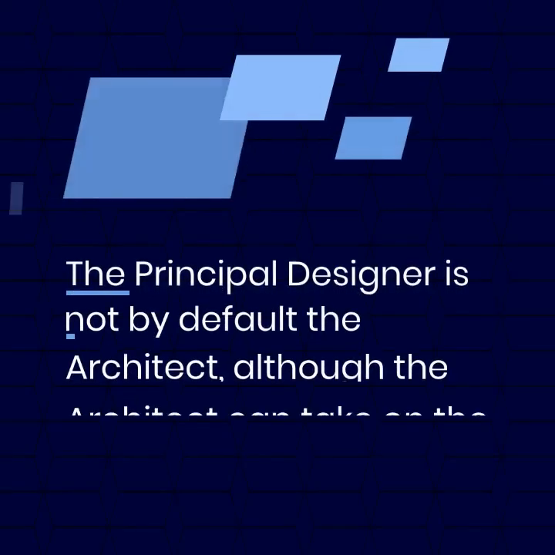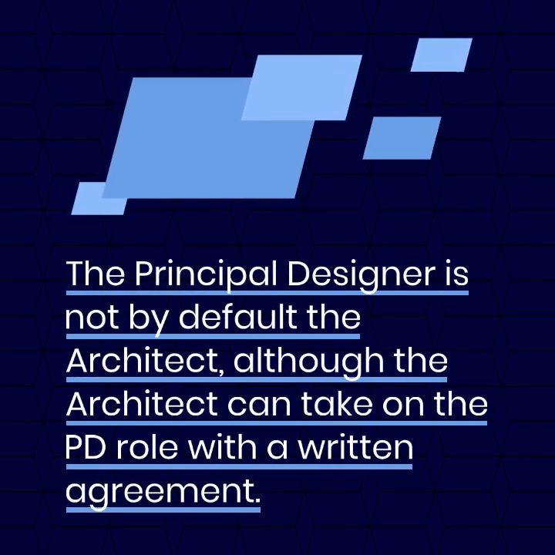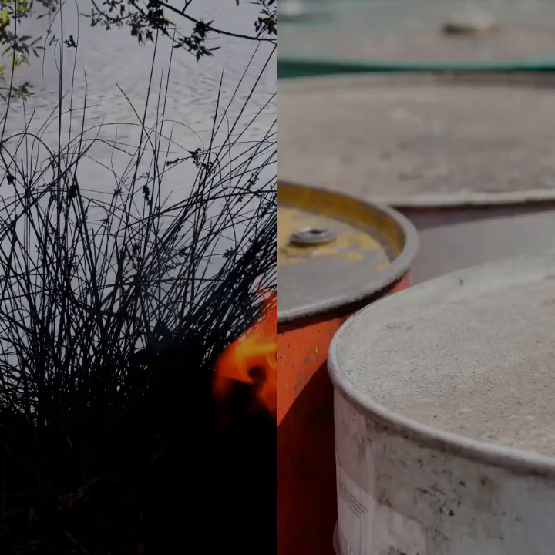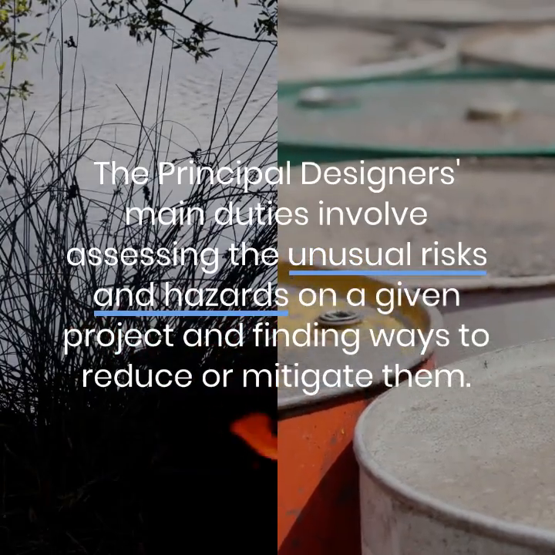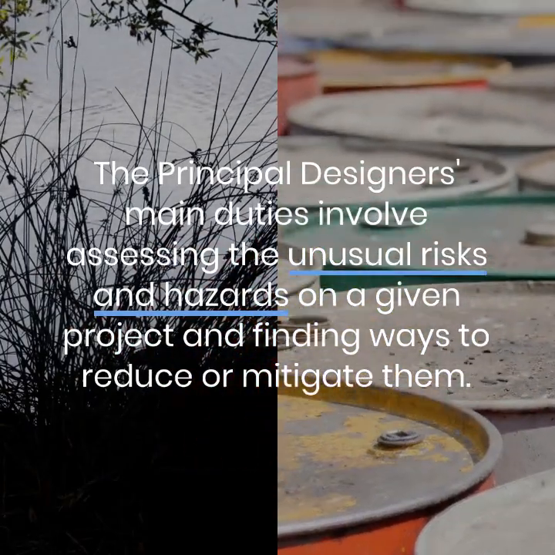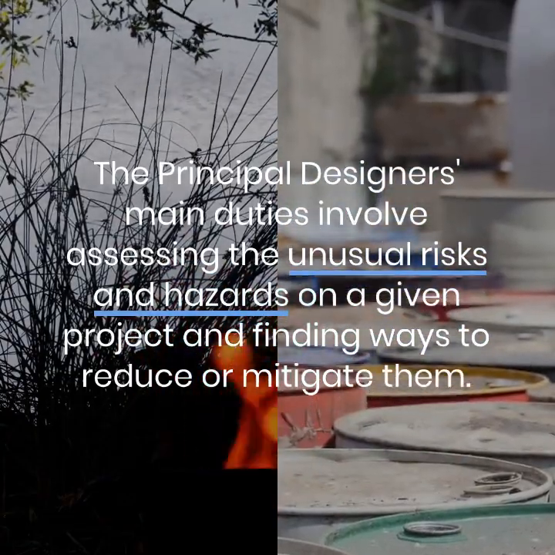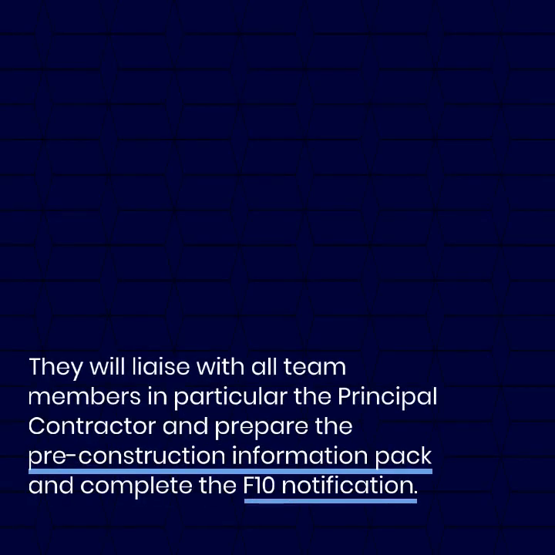The principal designer is not by default the architect, although the architect can take on the PD role with a written agreement. The principal designer's main duties involve assessing the unusual risks and hazards on a given project and finding ways to reduce or mitigate them. They will liaise with all team members, in particular the principal contractor, and prepare the pre-construction information pack and complete the F10 notification.